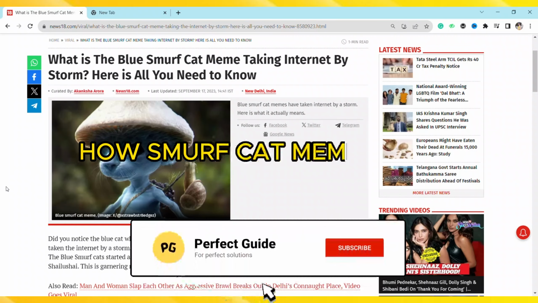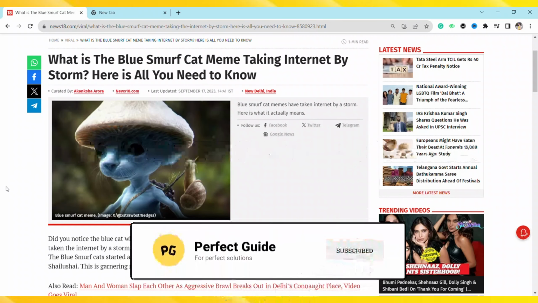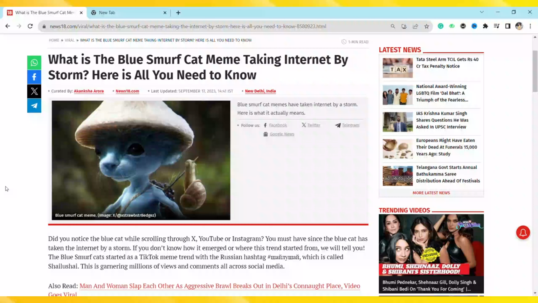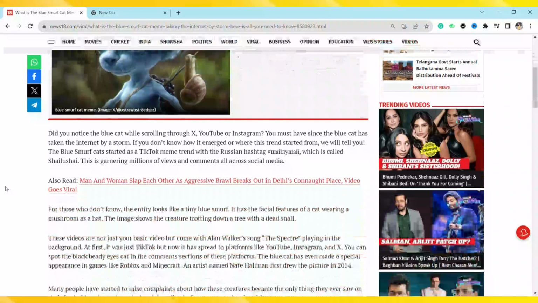How the Smurf cat meme started. So did you notice the blue cat while scrolling through Instagram, YouTube, or any other social media platform? You must have seen the blue cat which has taken over the internet by storm. If you don't know how it emerged or where it started from.